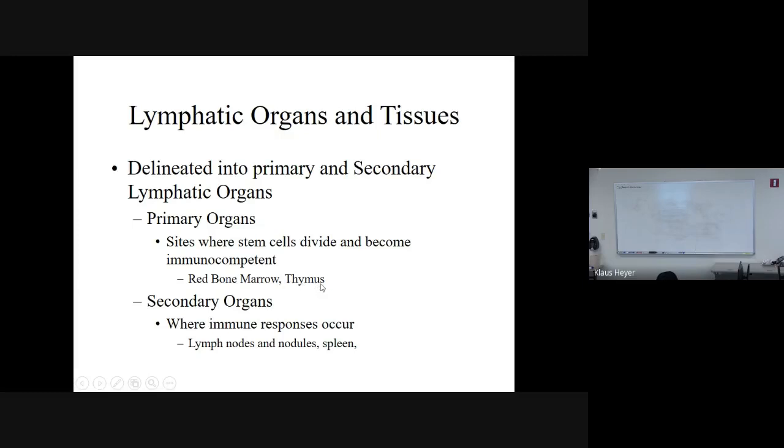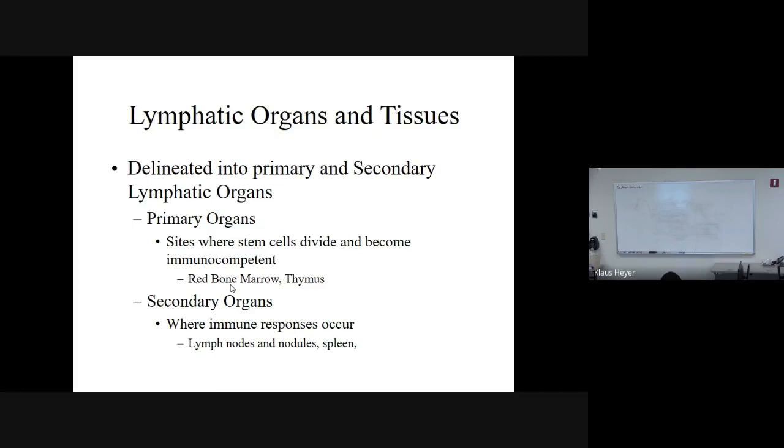So the thymus is a gland that sits on top of your heart. And the bone marrow is where all your blood cells are made, right? Your red blood cells are made in your bone marrow. So are your white blood cells. But some of these white blood cells, some of these lymphocytes are going to stay in the red bone marrow. That's where their boot camp, their basic training is. Those are the B cells. They stay in the bone marrow and they do their basic training there.